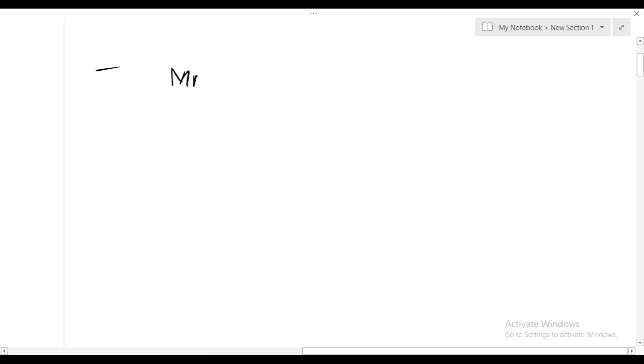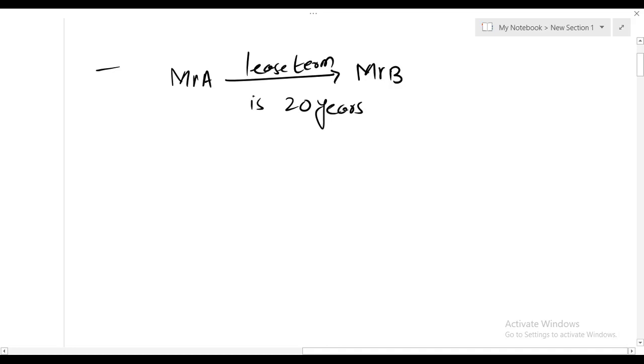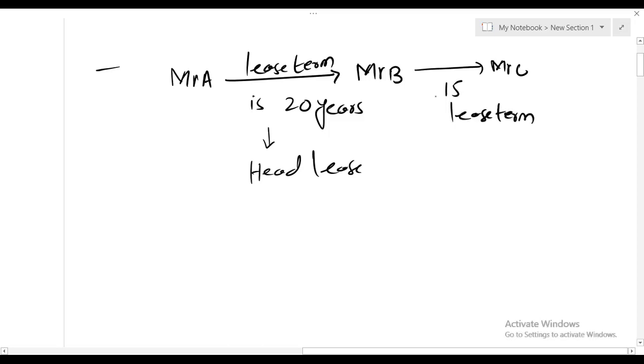For example, Mr. A has given his residential property to Mr. B on rent, and the lease term is, let's say, 20 years. So Mr. A has given his property to Mr. B for 20 years, and Mr. B has given the same property on lease to Mr. C for 15 years. So the first one is the head lease, and Mr. B has given the property to Mr. C, and this is called sublease.